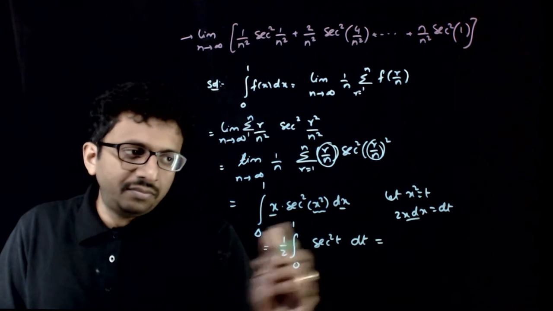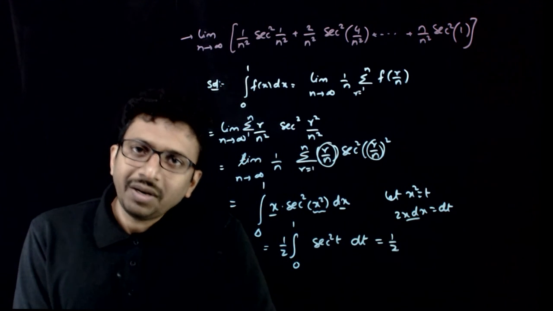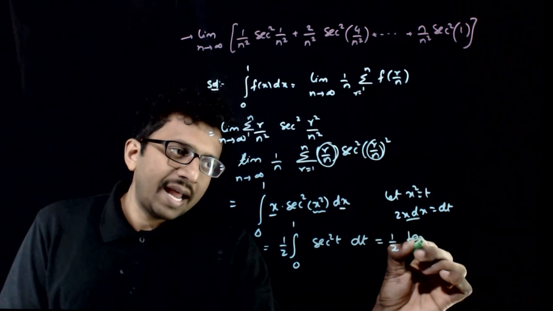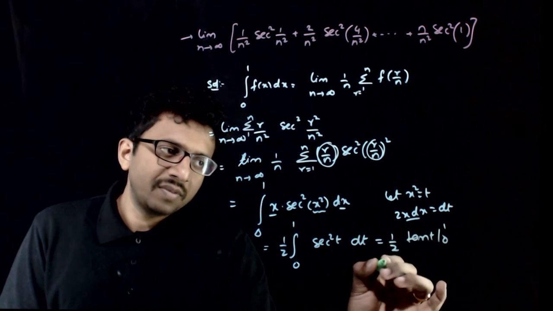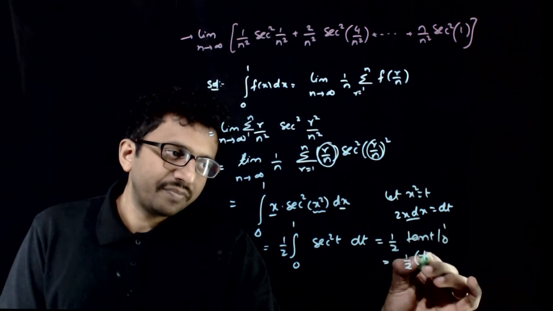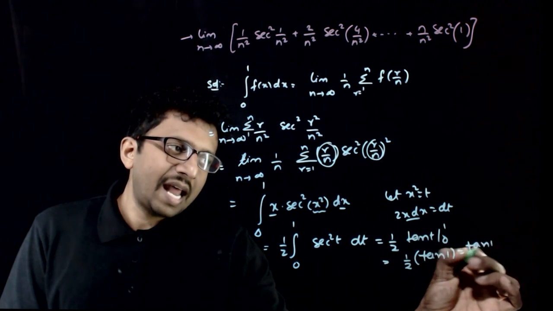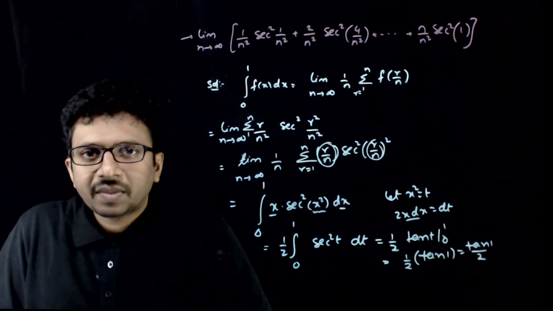So that is equal to half times the integration of secant square, which is nothing but tan. So tan t going from 0 to 1, that is equal to half times tan 1 minus tan 0. Tan 0 is 0, so that means tan 1 by 2 is the answer. Thank you.